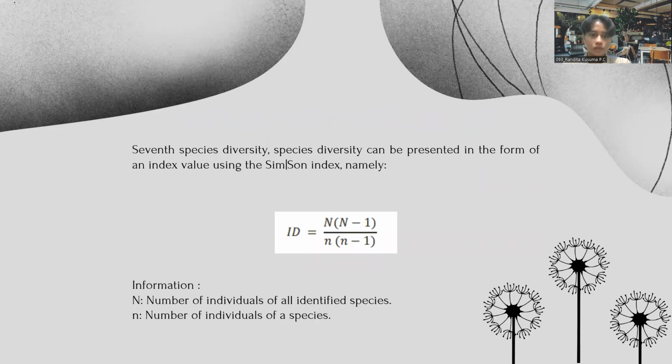7. Species diversity. Species diversity can be presented in the form of an index value using the Simpson index, namely the formula here. The information: capital N is the number of individuals of all identified species, and small n is the number of individuals of a species.